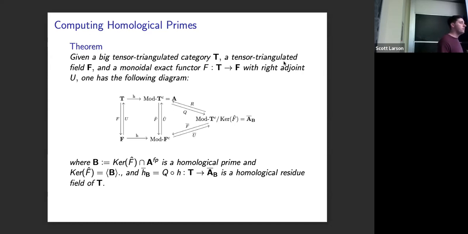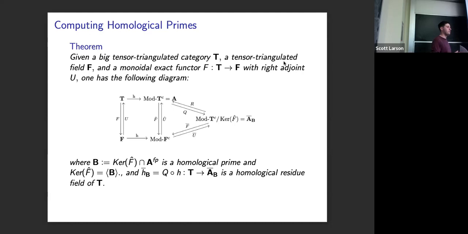Sure. What do you mean by big tensor triangle? Yeah, so a big TTC. You should think of it like, in the example of the stable categories, the big stable category had infinite dimensional modules. The small one only had finite dimensional. But the big one was sort of generated by the small one by taking direct sums and so forth.